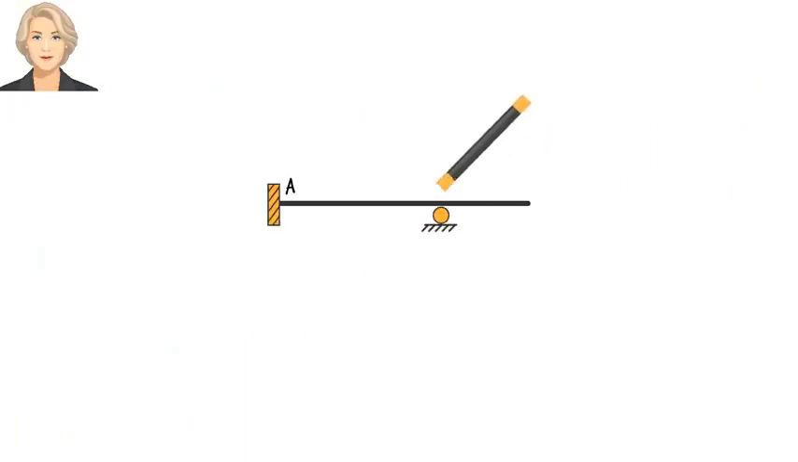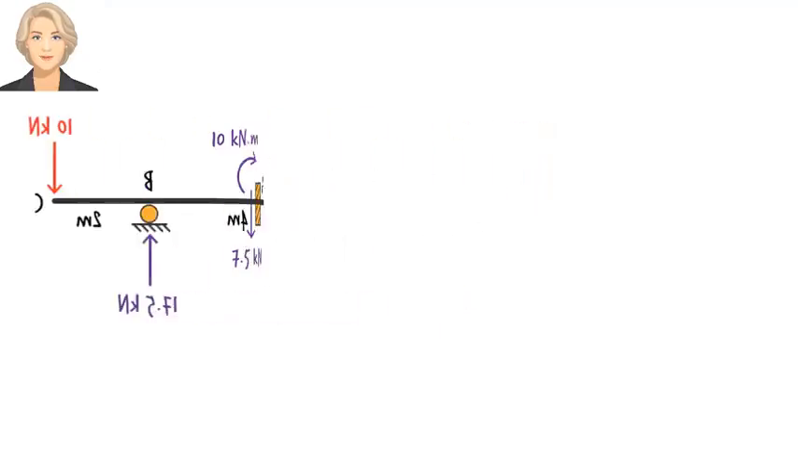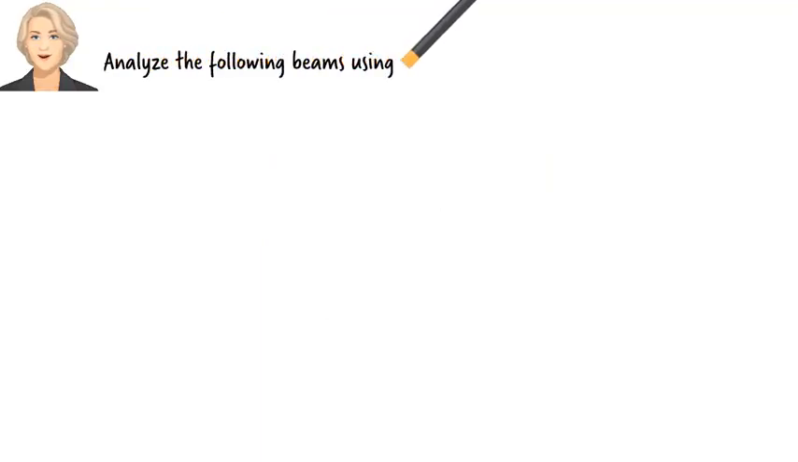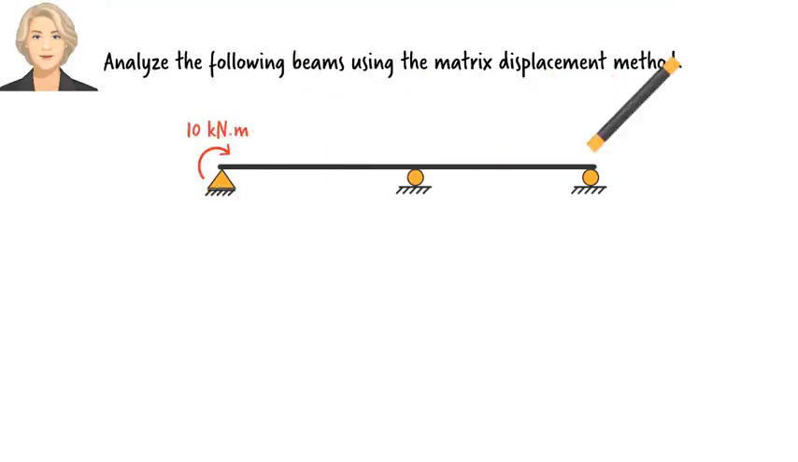In this lecture, we illustrated the process of formulating the system of equations for analyzing continuous beams subjected to joint loads only. We will expand the formulation to cover beams subjected to distributed and concentrated loads in the next lecture. For now, here are a couple of exercise problems. See if you can analyze them using the matrix displacement method as was explained in this lecture.